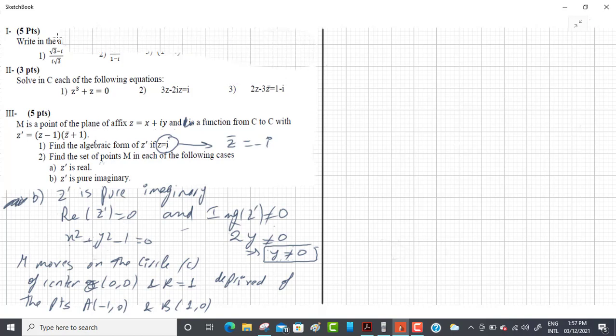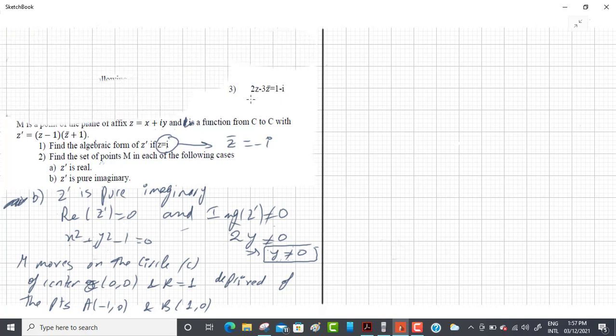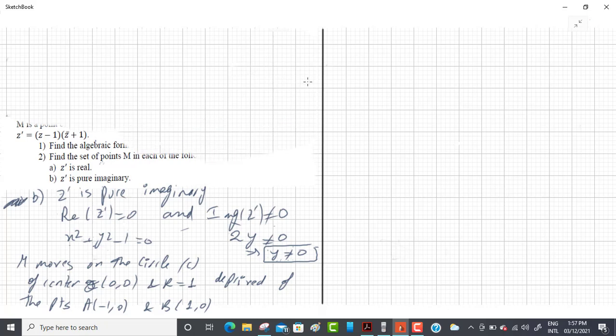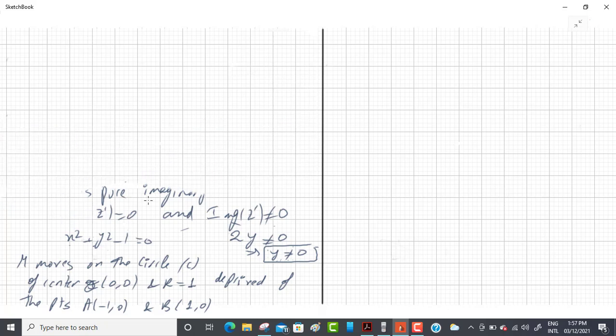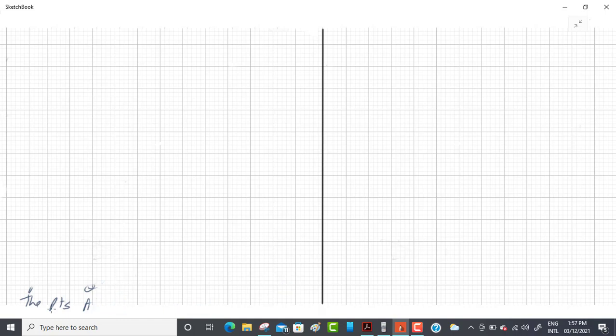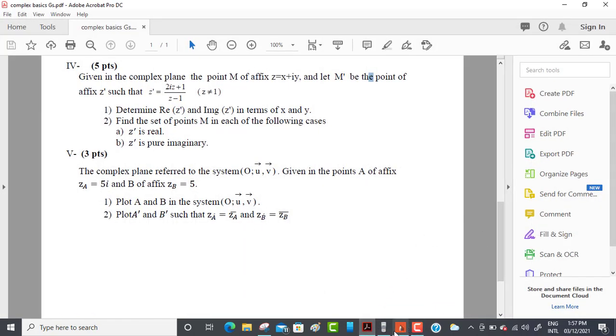Now we still have only one exercise of the homework, of the worksheet, which is exercise number 5. No, 4 and 5. We still have 2.